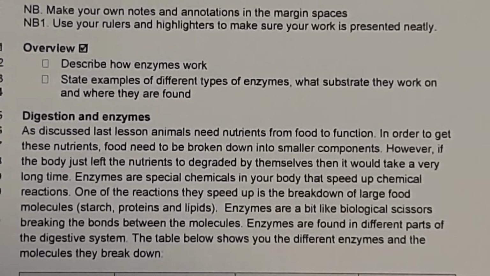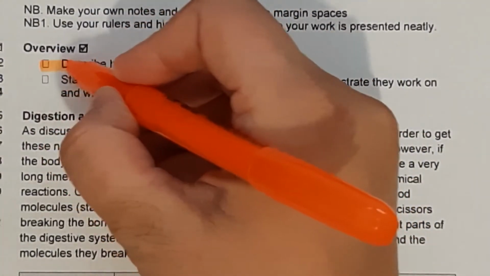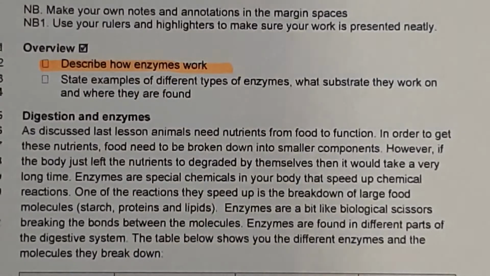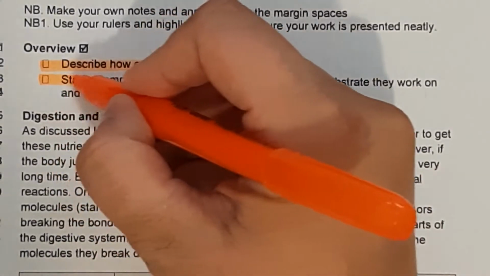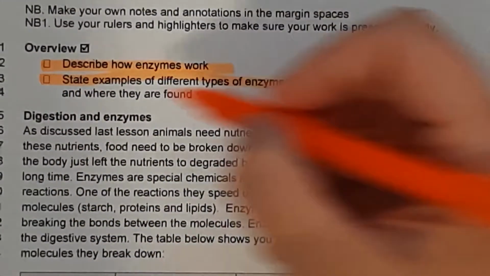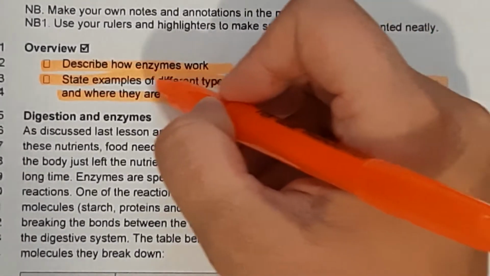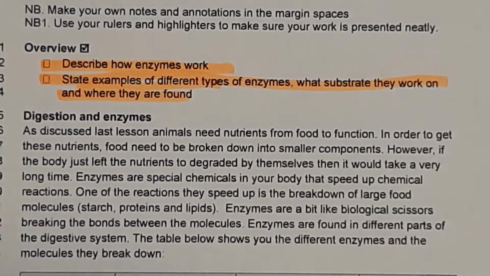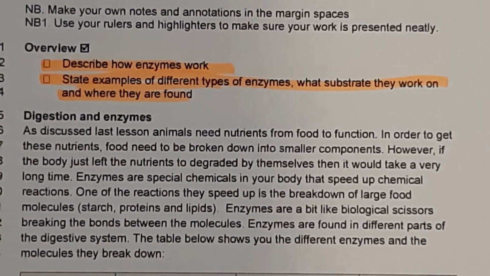Okay, so today's lesson, we're going to be describing how enzymes work, so you'll be able to do that by the end of the lesson. And we're going to state examples of different types of enzyme, what substrate they work on, and where they are found. And we'll be able to do all of this by the end of the lesson and understand each of these key terms that's being used. So, digestion and enzymes.